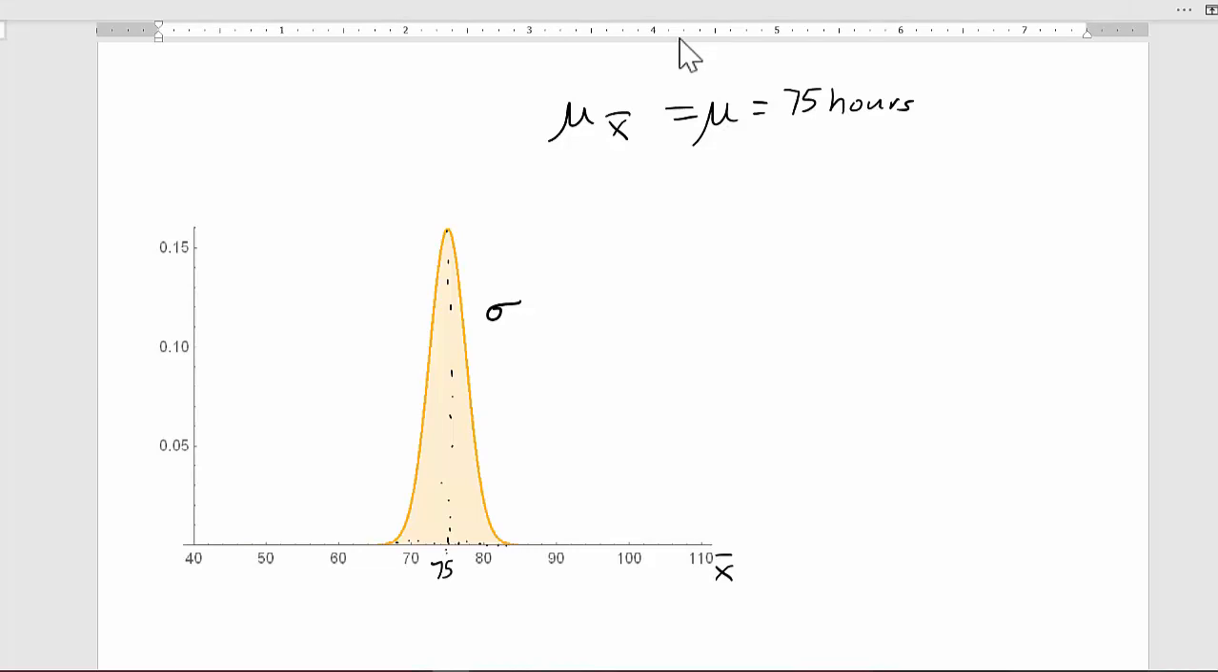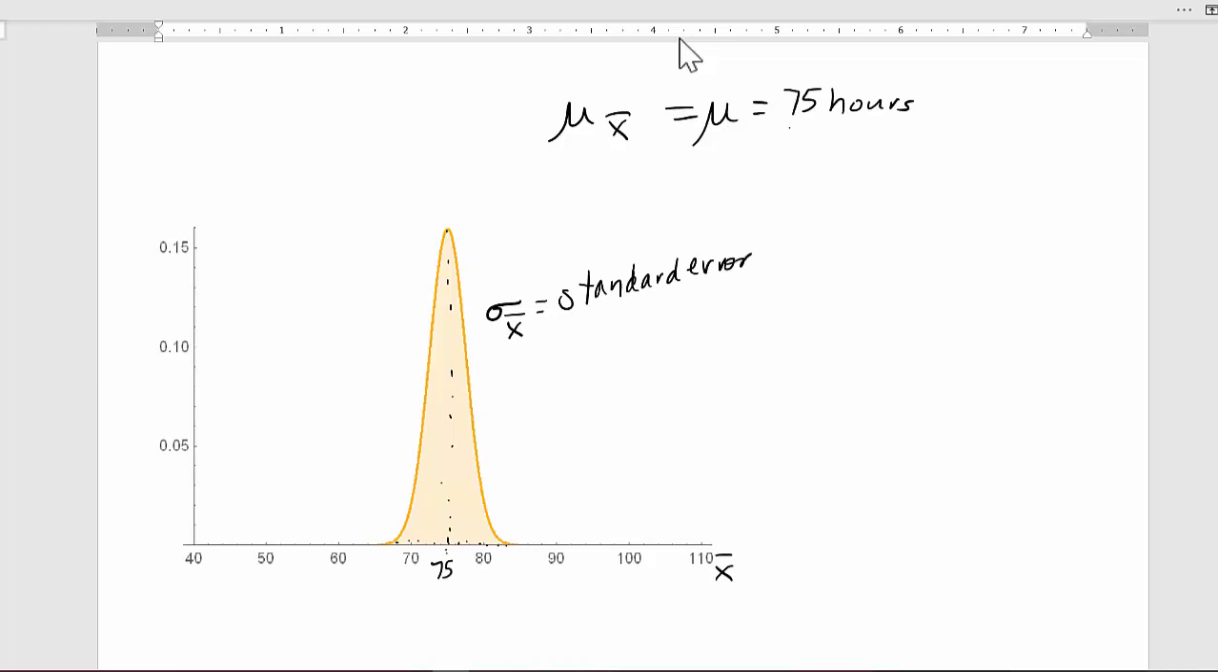But when we take 16 of them and we average them together, those averages are going to get lumped closer to 75. We're taking batteries from across that spectrum and we're averaging them together. As we take batteries that are far away from 75 and average them together, that average should get closer to 75. So the standard deviation of the sampling distribution, this is also called the standard error.